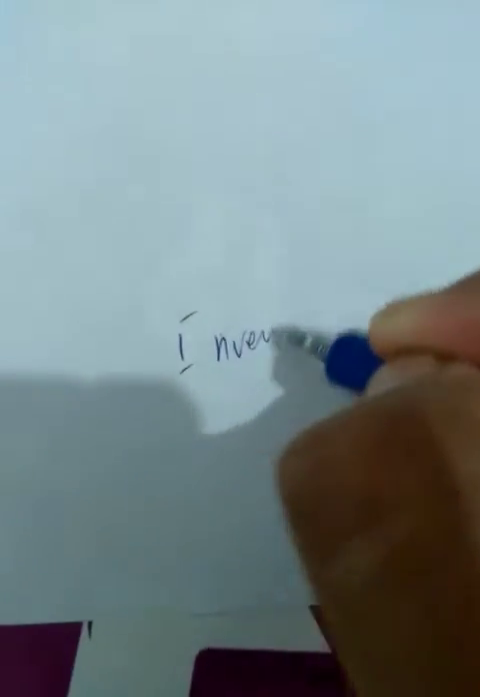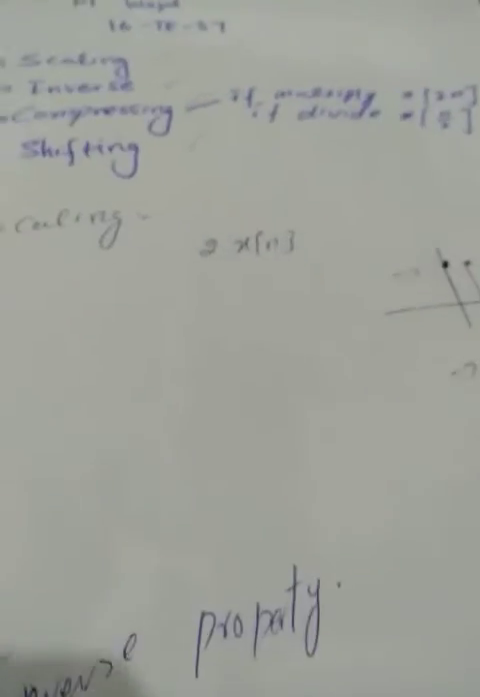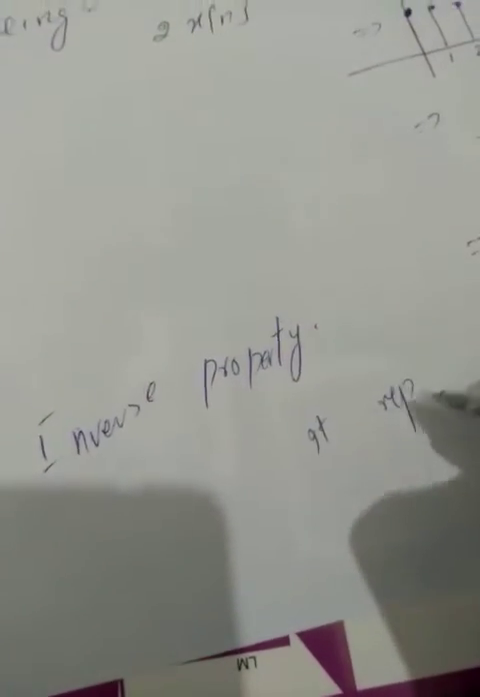Inverse property. What is the inverse property? The inverse property is the property which inverts our system. For example, it reflects the values about the zero axis.